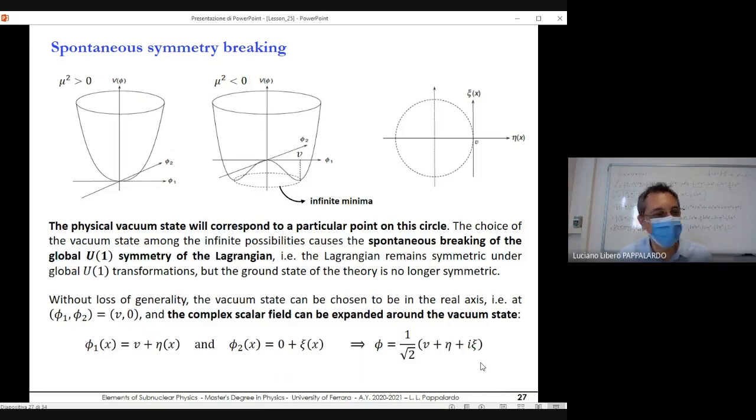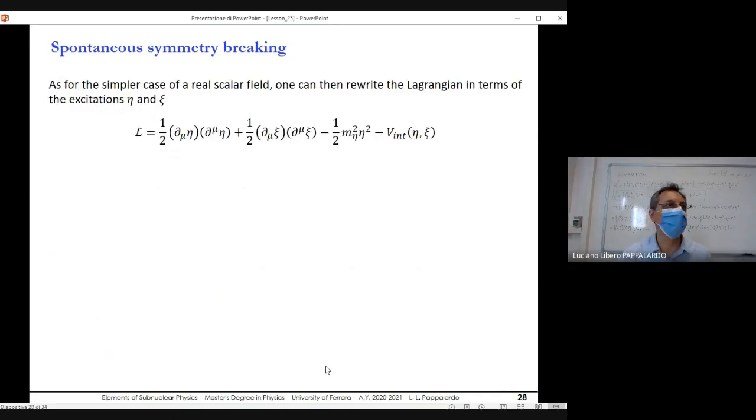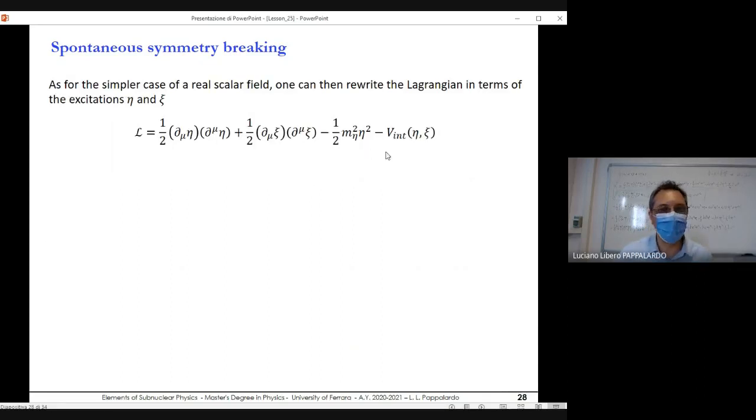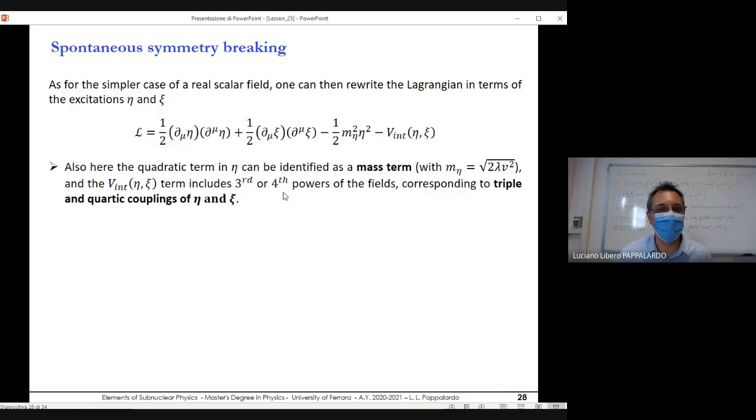So we can now put everything together in our field. The real part would now be v plus eta, which is phi one, and the imaginary part is epsilon, which is the fluctuation of the phi two field. Now, suppose we do the same exercise we did before on the blackboard. We will not do it, of course. It is just a bit more complicated, but exactly the same concept. In the end, you obtain a Lagrangian like this. We have a kinetic term for the eta particle, a kinetic term for the psi particle, which was the excitation of the second field, phi two, a mass term for the eta particle, and then an interaction term which takes into account the third and fourth powers of the field. So these are self-interaction terms.